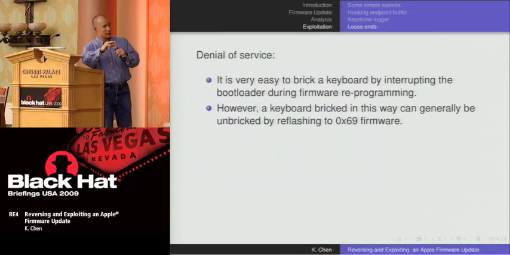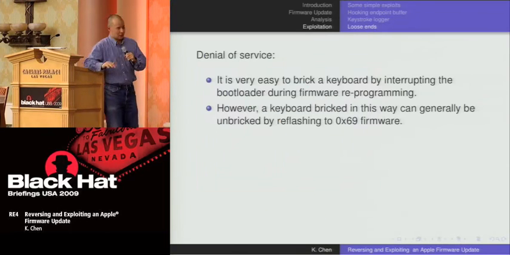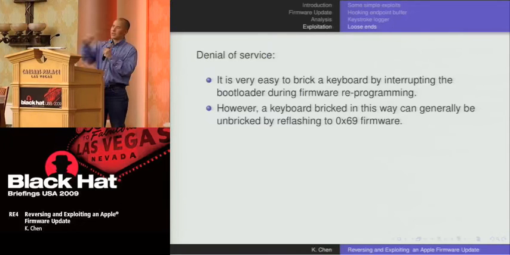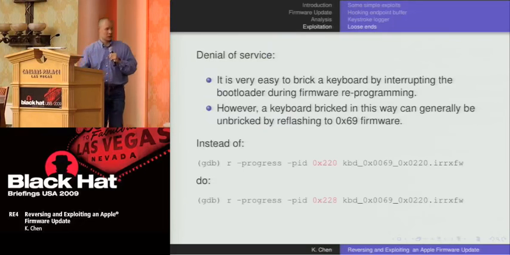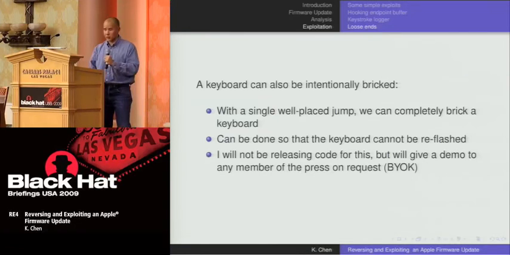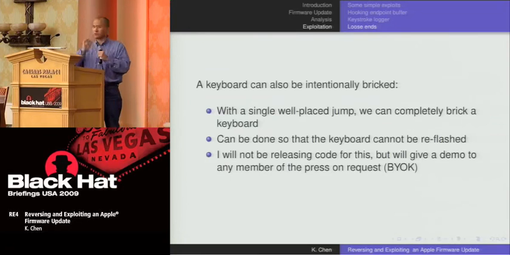One thing is, whenever you're doing this, it's easy to brick a keyboard. Suppose you make a mistake in the application checksum. Then in order to fix that, you just reflash to the hex 69 firmware. To do that, just change the argument from 220 to 228. And if somebody is a malicious person, you can also intentionally brick keyboards. You can put a well-placed jump in a particular location, and it completely bricks the keyboard. This is very easy to do. And this cannot be fixed by reflashing. You can choose the jump so that it's just completely hosed.